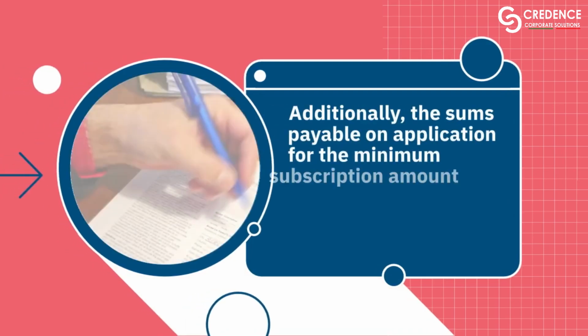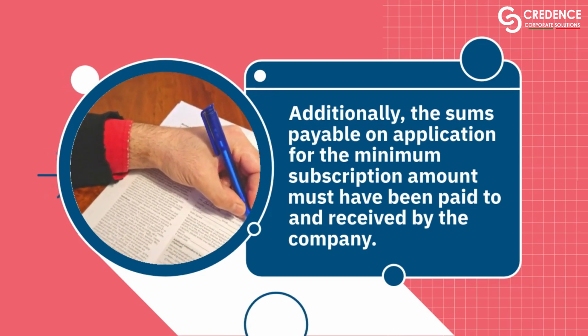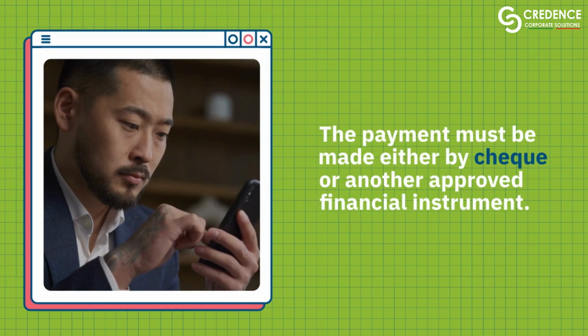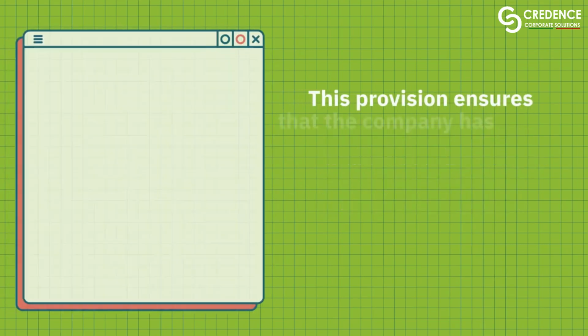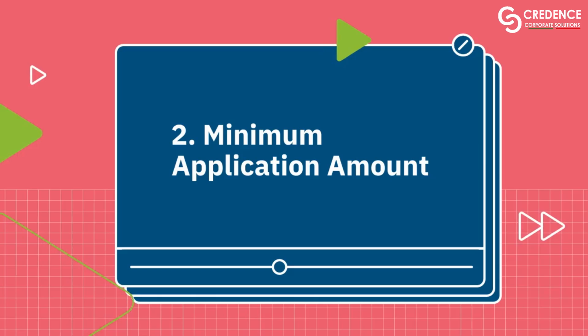Payment of application money. Additionally, the sums payable on application for the minimum subscription amount must have been paid to and received by the company. The payment must be made either by check or another approved financial instrument. This provision ensures that the company has actually received the funds promised by investors before moving forward with the allotment process.